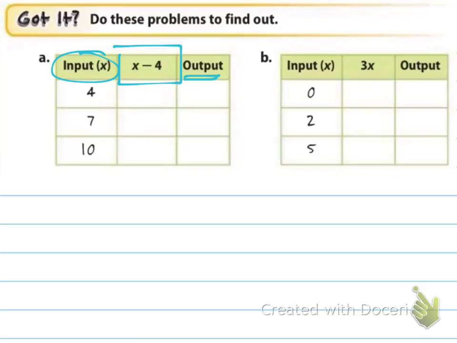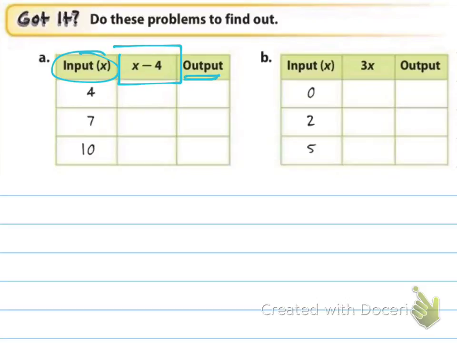Alright, now you're going to work on 2a and b on your own. Notice that they give you the input values, and they give you what the function is. For example, for a, it's x minus 4. And then they want you to find what the output is. So we can plug in our values, basically use substitution, and solve x minus 4, where x is 4, and carry on through each of the values.